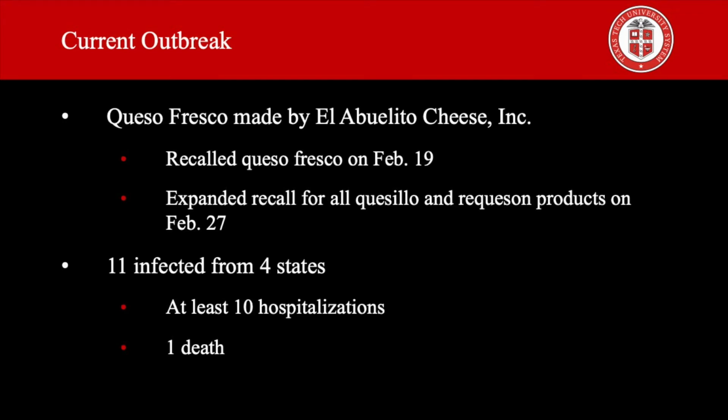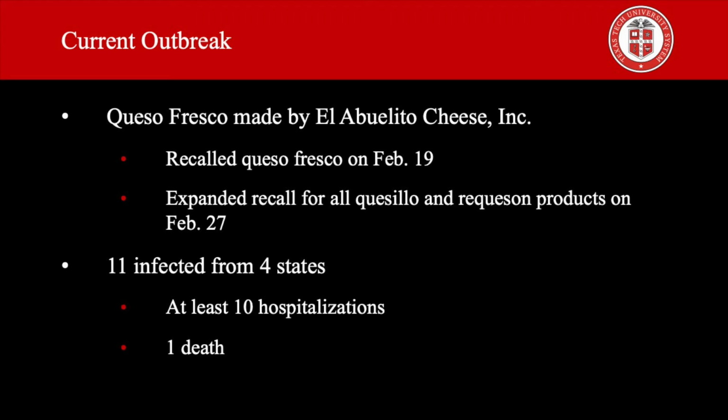On February 19th of this year, El Abuelito Incorporated recalled their queso fresco products. On February 27th, the company expanded their recall to include other dairy products that were made in the same facility. Currently, there have been 11 people associated with this specific outbreak strain of Listeria monocytogenes, and at least one person has died. The Centers for Disease Control and Prevention is able to follow these cases using the PulseNet system to identify illnesses. The system is a database that public health and food regulatory officials use to track outbreaks.